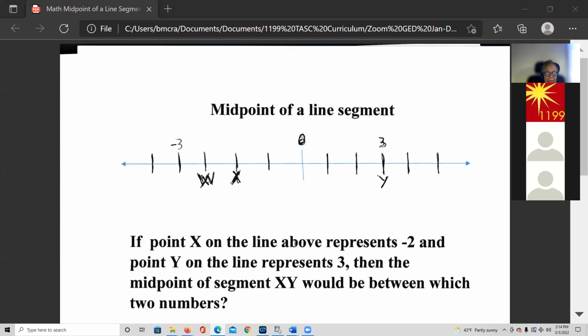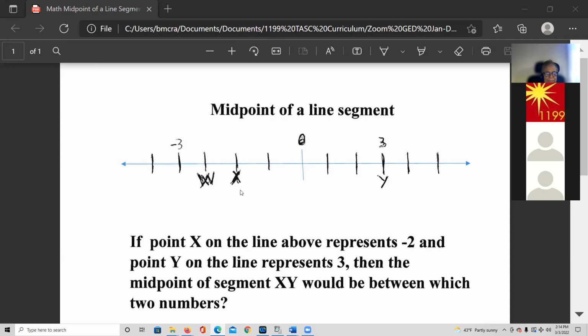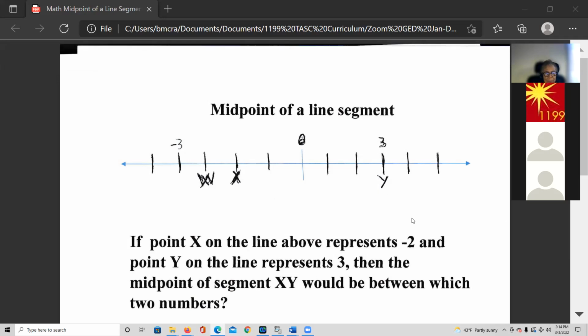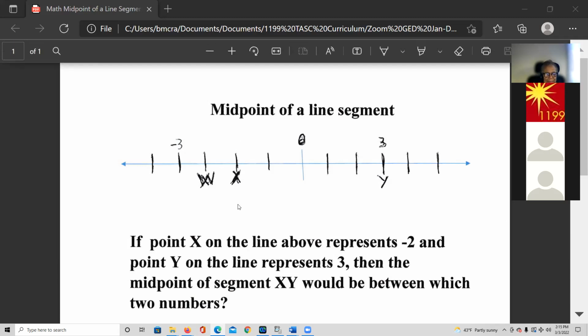Okay. Now, if my point X represents a -2, and see the X right there, right? This is -1, -2. Now, what's the value of point Y right here? What is that value, Maureen? 3. That's right. It's right above it. That's a 3. Okay. Now, what we want to find is the midpoint between the X and the Y. How do you think you'd find it? In other words, what's the midpoint between X that's at a -2 and Y that is a +3? What do you think the midpoint would be?